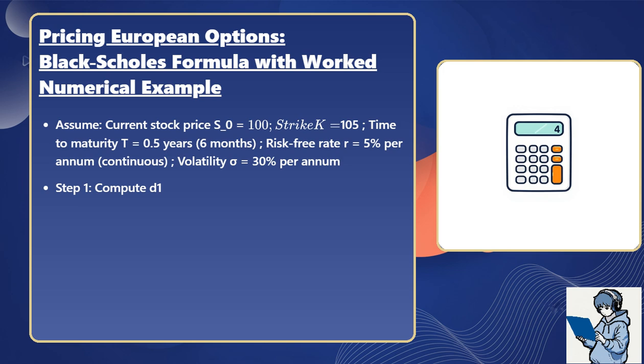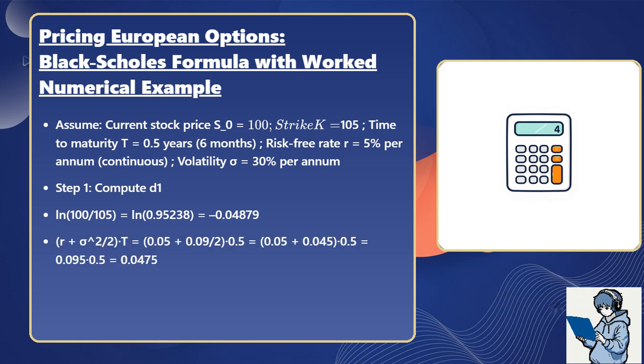Step 1. Compute d1. The natural log of 100 divided by 105 equals the natural log of 0.95238, which equals negative 0.04879. r plus sigma squared over 2, times T, equals 0.05 plus 0.09 divided by 2, times 0.5, which equals 0.05 plus 0.045 times 0.5, giving 0.095 times 0.5 equals 0.0475.